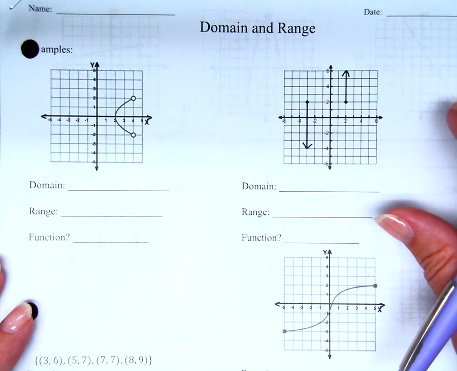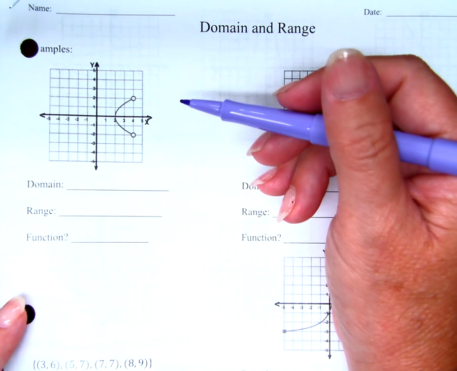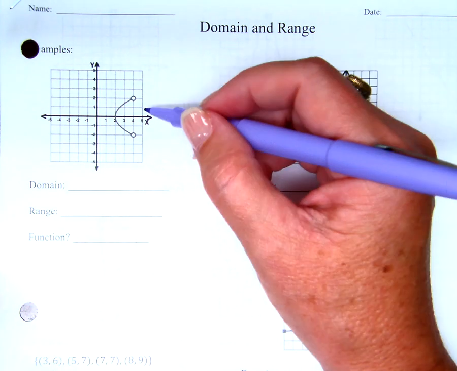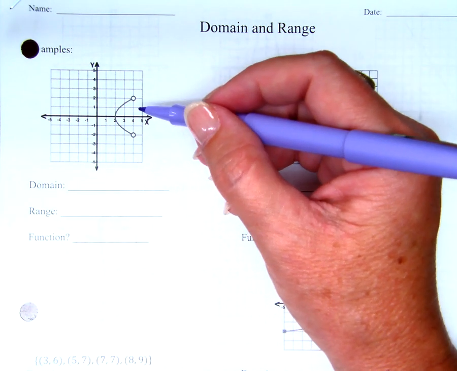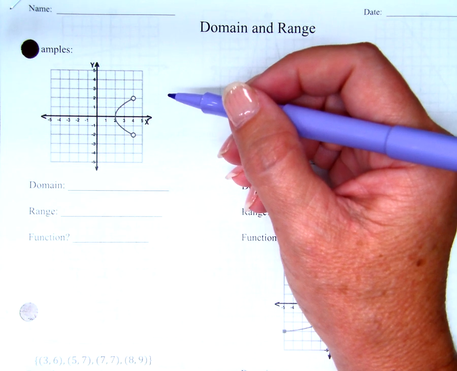It's only on the right side of the axis. It has a stopping point. Does it? There's no arrow, so for sure it stops. There's no circle, right, so it's an open circle. So that's going to give us a hint to know what to write.